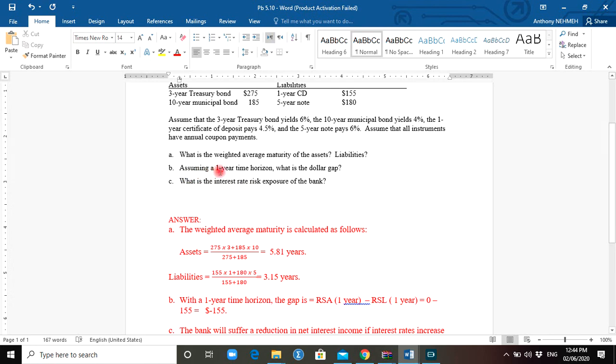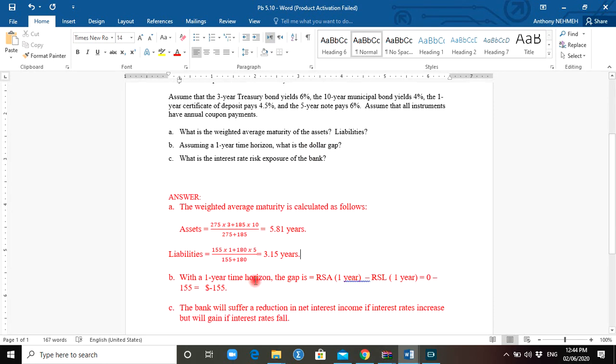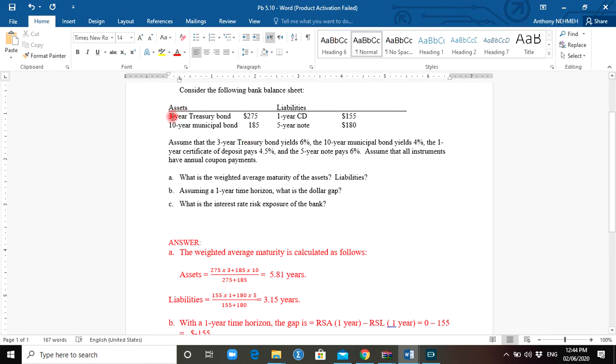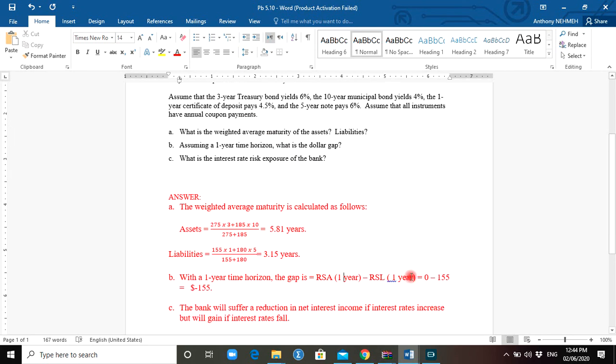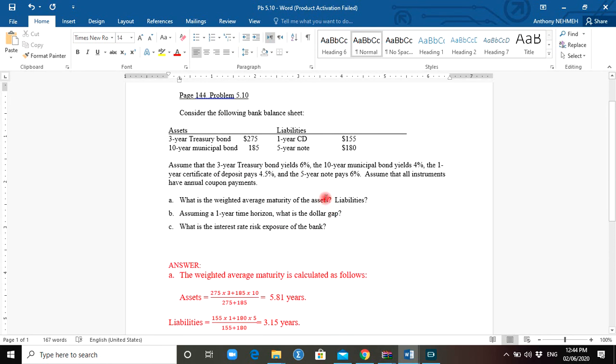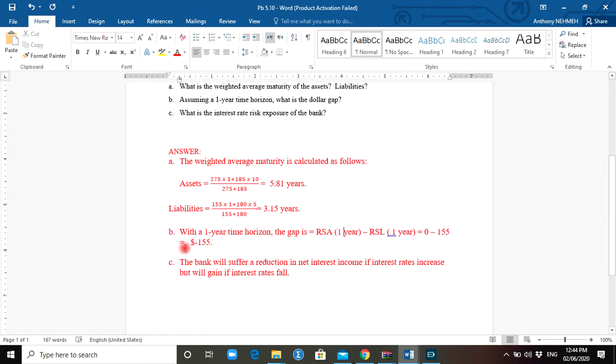Part B, assuming a 1-year time horizon, it means the reference is the items that have 1-year maturity. What is the dollar gap? As you know, dollar gap is rate sensitive assets minus rate sensitive liabilities. I mentioned here 1 year because he gave us a 1-year time horizon. We don't have any item in the assets with 1 year. We have only 3 and 10. So we put 0 minus the rate sensitive liabilities. We have only the 1-year CD 155. So the gap will be minus 155.